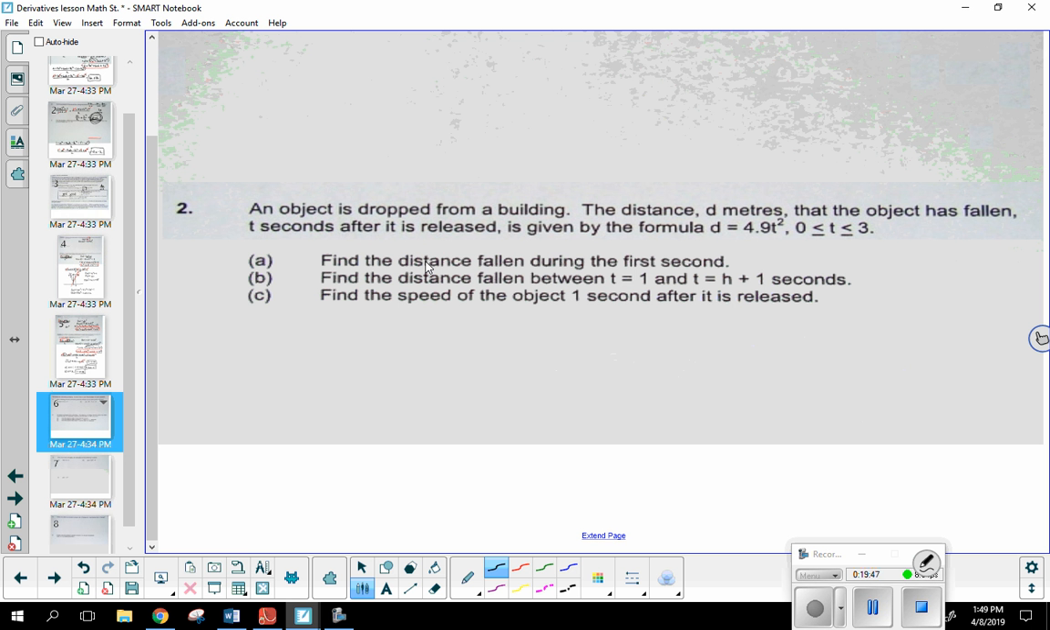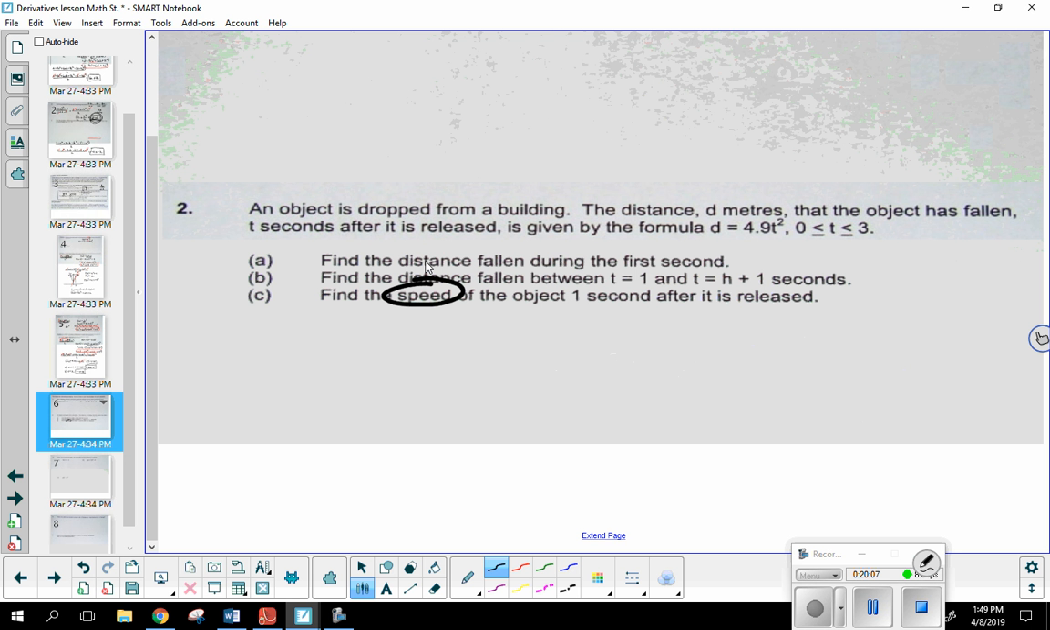So in this B right here, find the distance fallen between t equals 1 and t equals h plus 1 second. So A and B are not dealing with the derivative, but how do I know that C is the first time it wants me to find the derivative? What's the key word? Find the speed. Remember, the first derivative is speed.